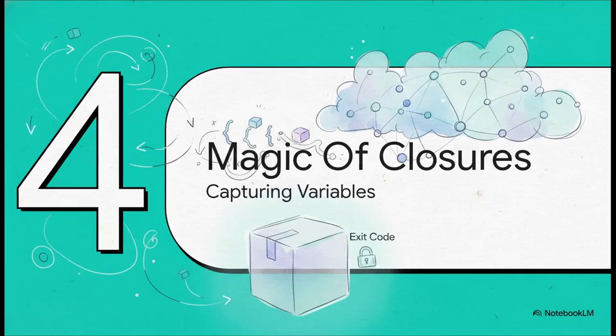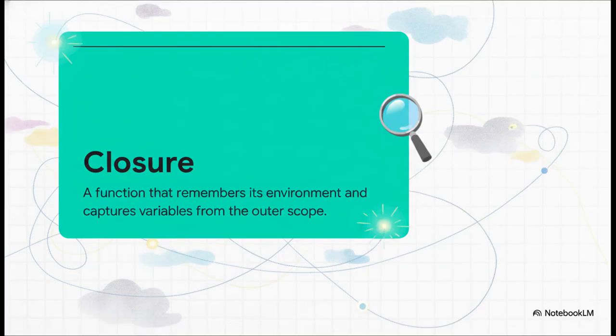Section 4. The magic of closures. Now, I love this part. How does our test actually know what exit code the main function tried to send in the first place? Well, the secret to the whole shebang lies in a closure. A closure is a really special type of function that essentially remembers its environment.